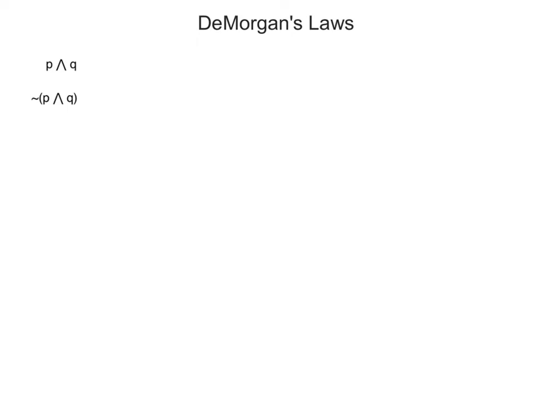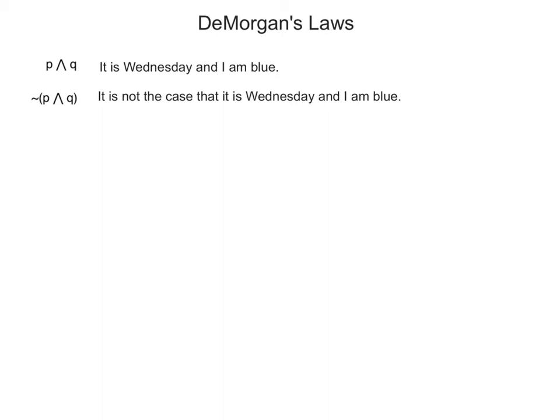So for example, if P and Q is the statement, it is Wednesday and I am blue, then by putting the negation sign in front of the parentheses, we would phrase this as, it is not the case that it is Wednesday and I am blue. Now, the reason there's a problem with this is because people don't really talk this way.